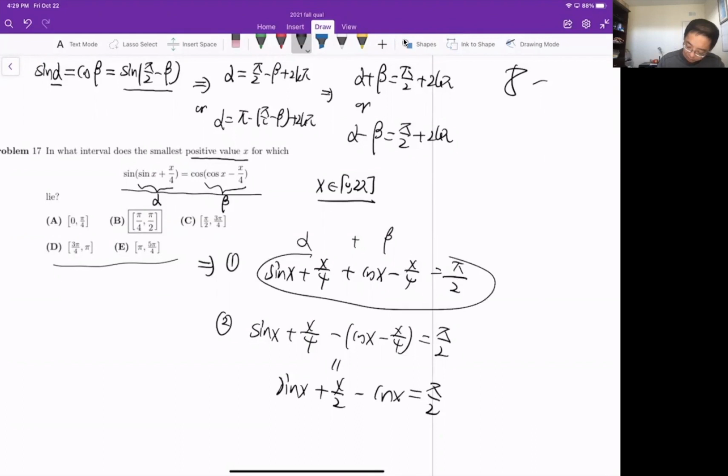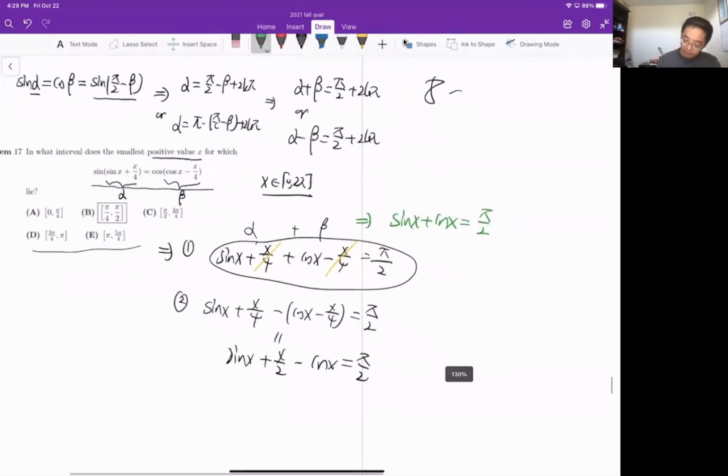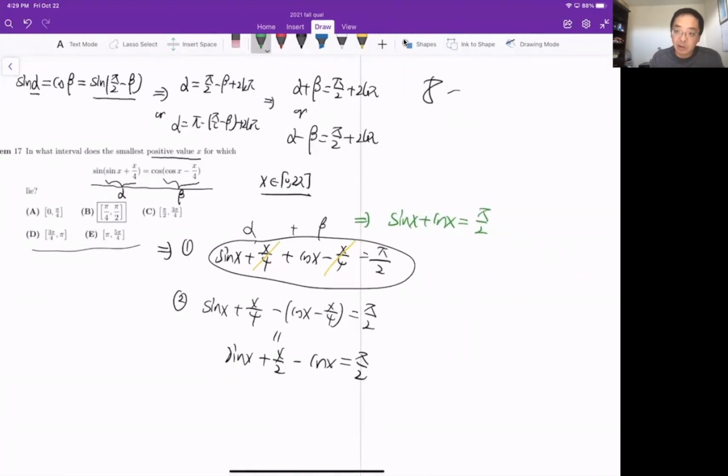The second one we can simplify as sine x plus x over 2 minus cosine x equals pi over 2. Now let's look at the first one. The x over 4 terms cancel with each other, and this is equivalent to sine x plus cosine x equals pi over 2. However, is it possible to get sine x plus cosine x equals pi over 2? Well, this is impossible. Now, why is it impossible?